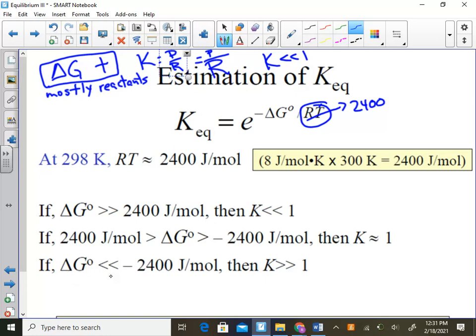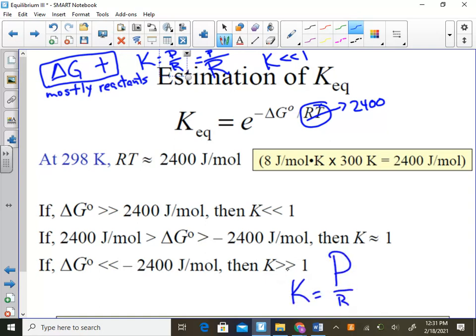But if you have delta G that's much, much less than negative 2400, I mean, you have a really negative number, really the magnitude is big, a very, very big negative number. Then when you solve this, you put in that big negative number here, it's going to become a positive. You're going to have a really, really big K, meaning you have a lot of products and just a little bit of reactants.